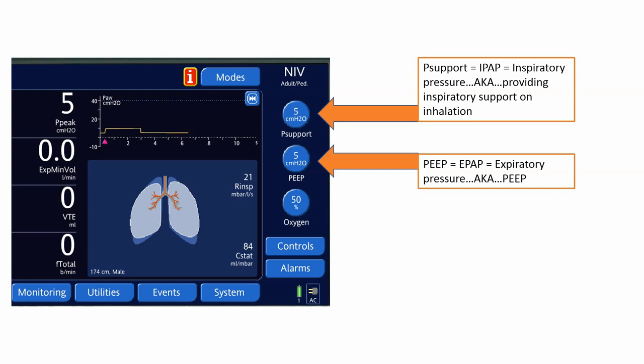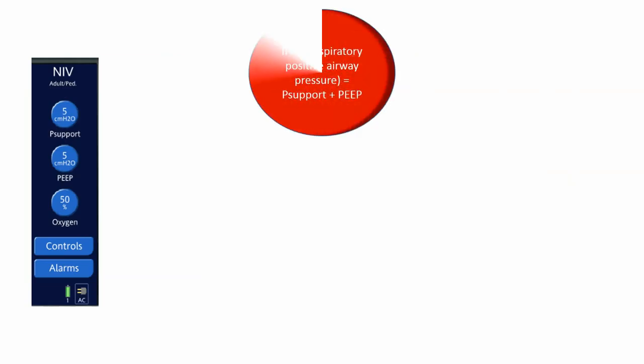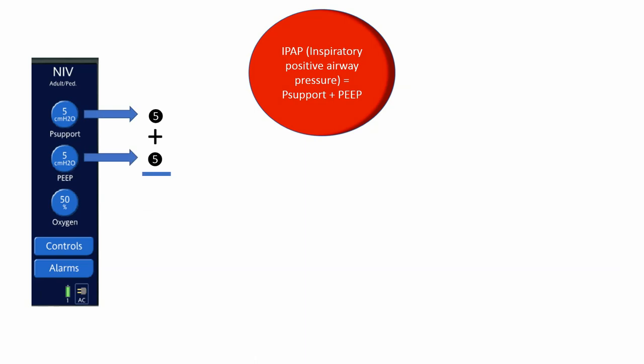The reason is because in those units, or actually on our ventilators, IPAP, or your inspiratory positive airway pressure, is a function of your pressure support plus your PEEP. So if we have pressure support at 5 and PEEP of 5, then our total inspiratory pressure is 10. So they may say the patient is on 10 and 5, and you need to ask them if that is 10 of IPAP and 5 of EPAP, or 5 of pressure support and 5 of PEEP.